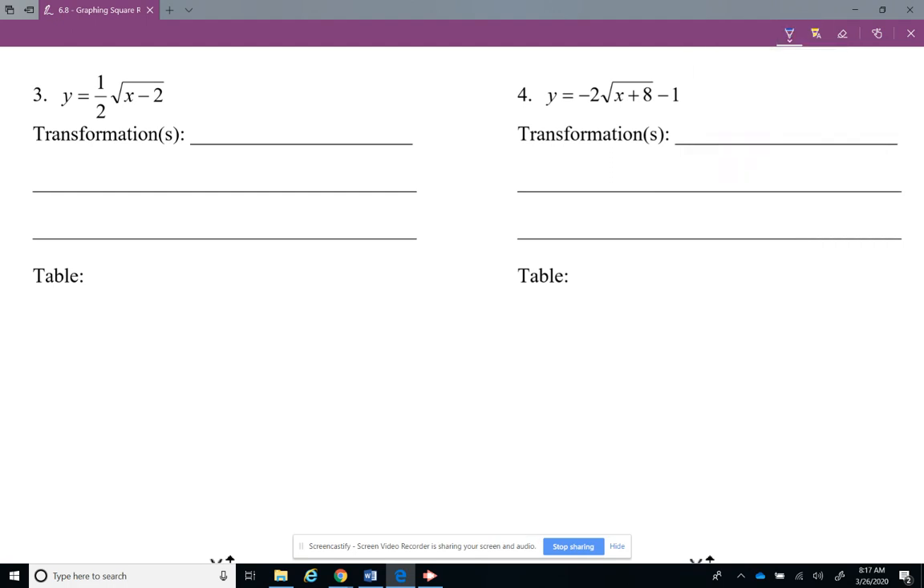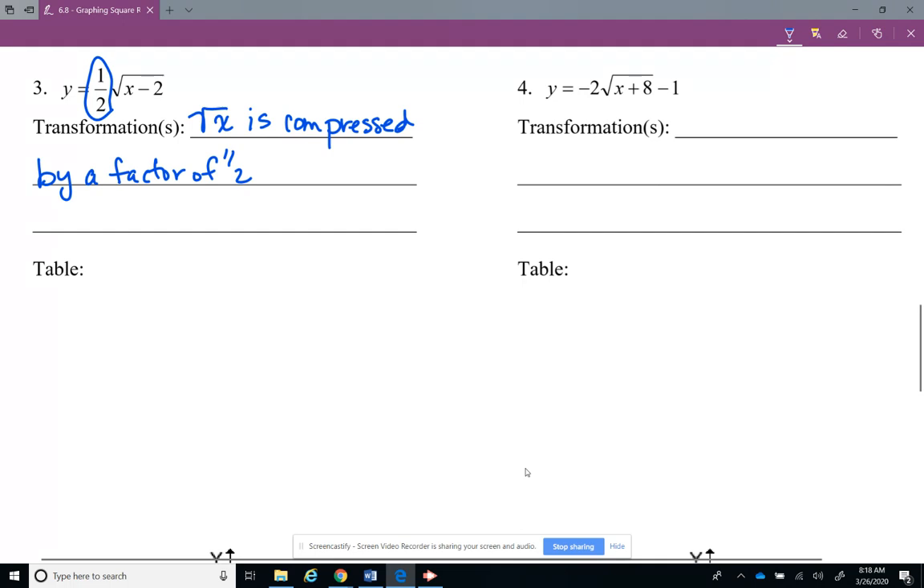All right, so we are going to describe. I'm going to start with what's in front of the radical on the outside. So I'm going to say the square root of x, because that's the parent function, is shifted. No, we don't want to do shifted. I'm sorry, we're going to do compressed. I didn't mean to say shifted. Is compressed by a factor of 1/2.